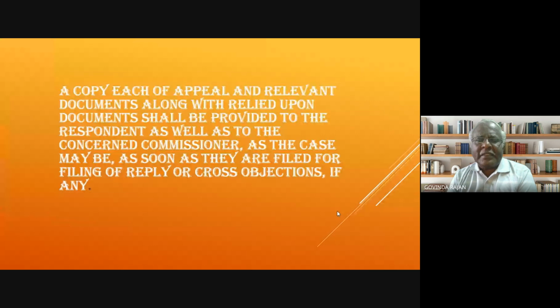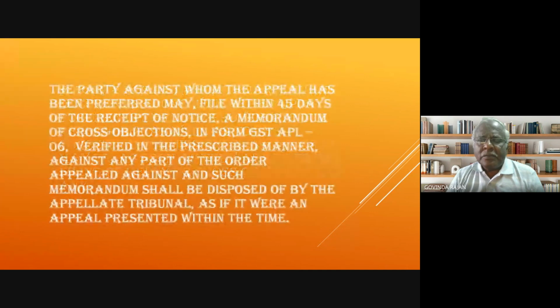So this has already been discussed. A copy of each appeal and relevant documents, along with the relied upon documents, shall be provided to the respondent as well as to the concerned commissioner, as the case may be, as soon as they are filed, for filing reply or cross objection. Even if the department gives a reply to the appeal, they have to give the documents on which they are relying to the appellant and the tribunal, 3 copies. That's all.